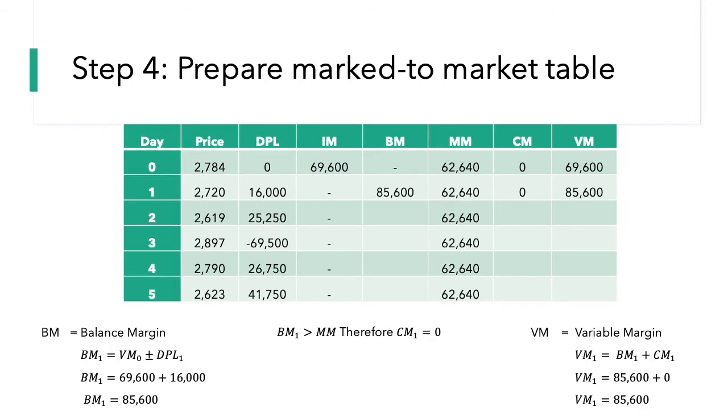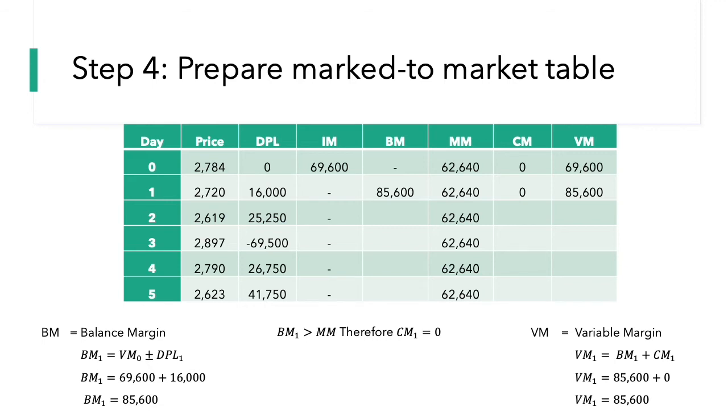Next, we need to prepare the row for day 2. So first we calculate balance margin day 2. Balance margin day 2 equals variable margin day 1, which is 85,600, plus the daily profit you make in day 2, which is 25,250. So balance margin day 2 is 110,850 ringgit. Next, you need to compare that balance margin with maintenance margin. So 110,850 ringgit is higher than maintenance margin, which is 62,640. Therefore, your call margin for day 2 is equal to 0.